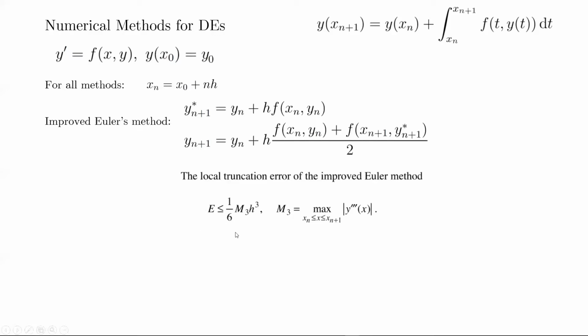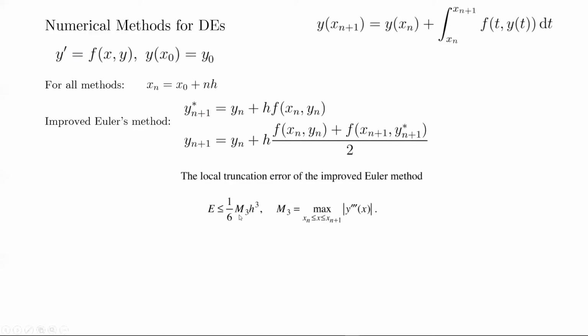Okay. So the local truncation error of the improved Euler's method, this error E, is less than or equal to 1 over 6 times m3 times h cubed. So this is why we said in the previous class that the improved Euler's method has a local truncation error of order h cubed, because the error scales with h cubed here. So if I half the step size h, I get 1/2 cubed, which is 1/8. So I get an 8 times reduction in the error if I half the step size.